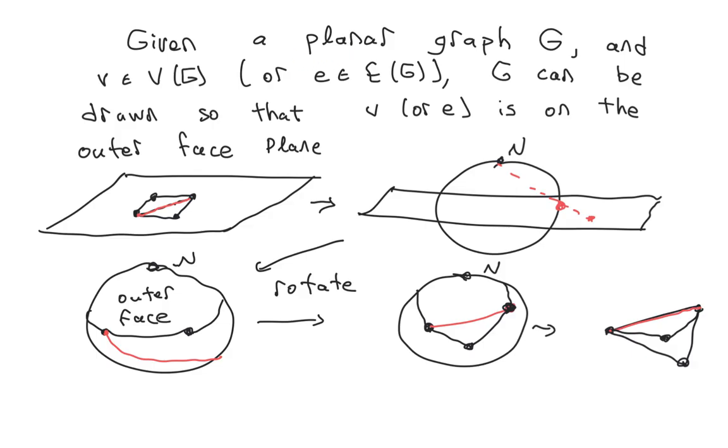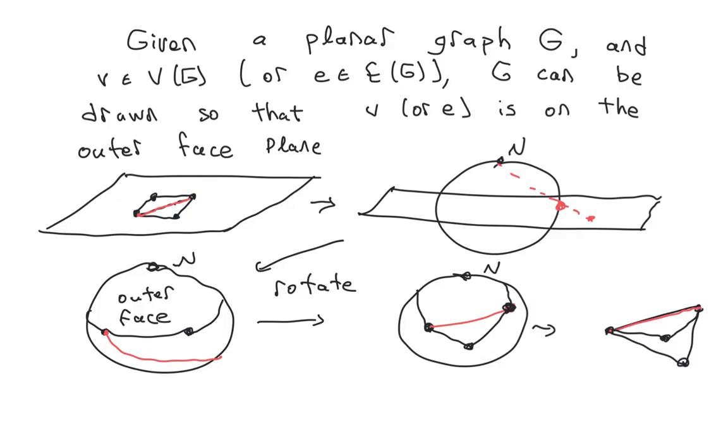The last fact we need about graph drawing is actually a bit more interesting. Given any planar graph G and your favorite vertex or edge, it is possible to draw the graph so that your favorite vertex or edge is on the outer face. So this is a bit more unusual because this relies on some facts from projective geometry and stereographic projection.